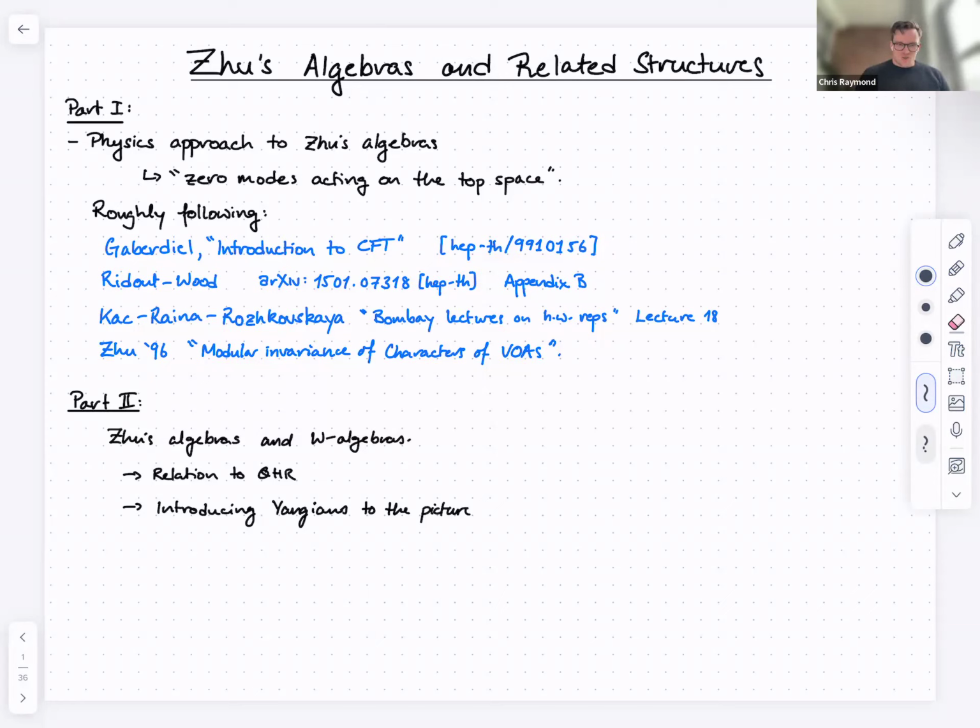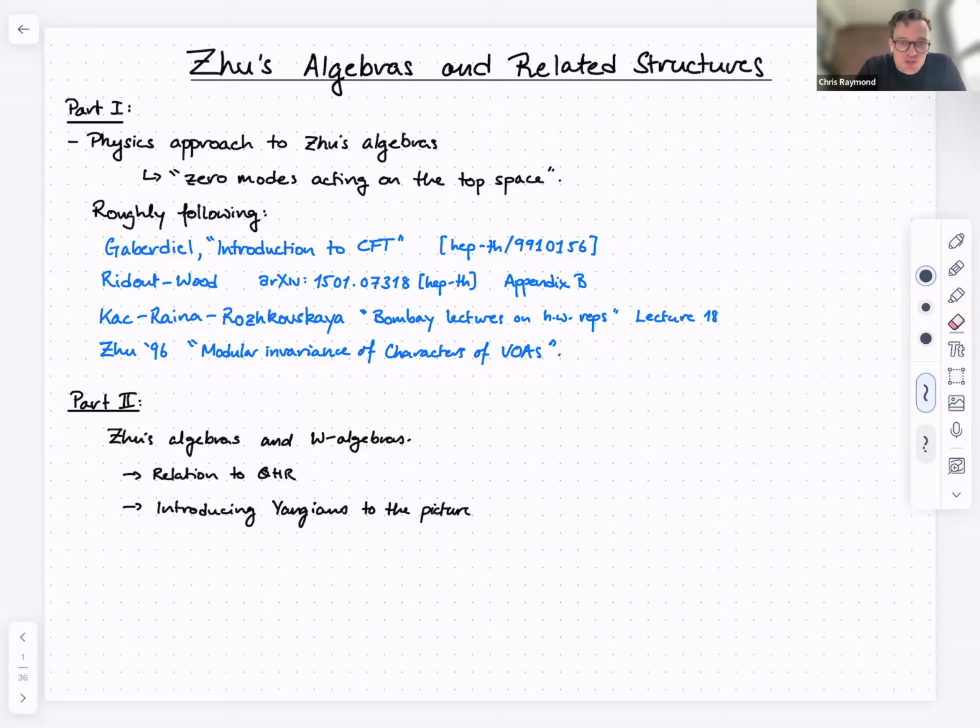And so what I wanted to do was give a talk that's more or less split into two parts. For the first part, I want to describe what I'll broadly refer to as the physics approach to Joule's algebras. This is the ephemeral zero modes acting on the top space algebra. And in order to do this, and there's a number of great references, I'll roughly follow a path that weaves its way through the following four texts.